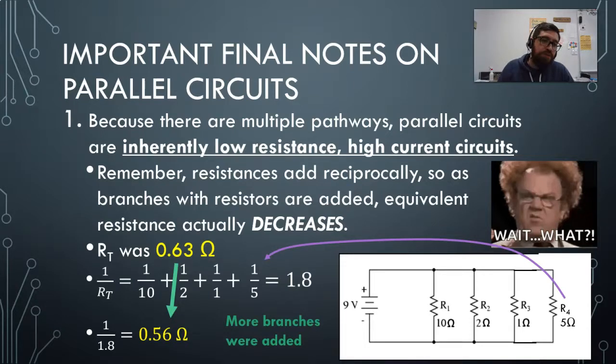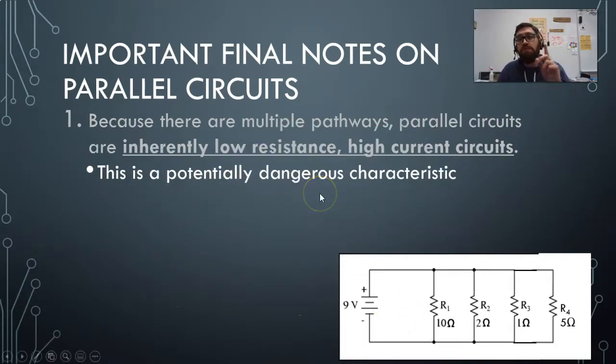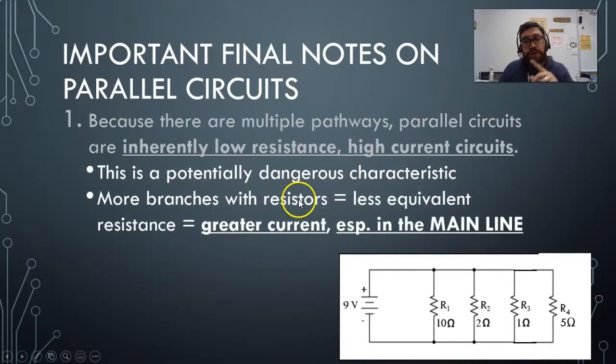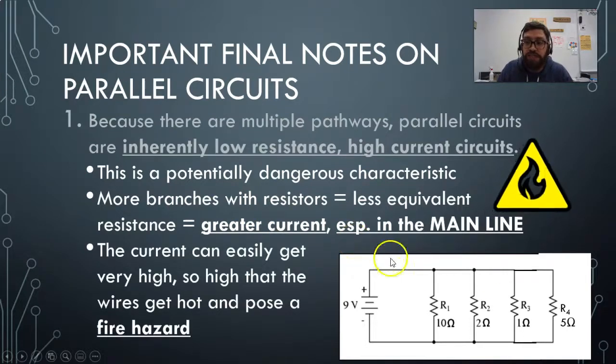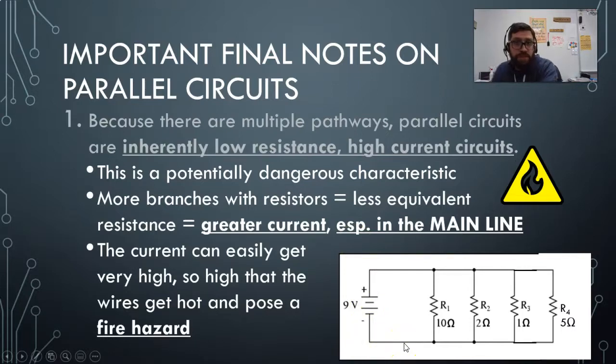Now, because resistance goes down, you need to know that this is potentially dangerous. The reason it's dangerous is because as we add more branches with resistors, as we turn more stuff on, we can go on and on and on. We just proved that equivalent resistance goes down. Well, as resistance goes down, we know that current goes up. So that means we end up with potentially very, very high current, especially in the main line, because this line has to have enough current to serve all those branches. So we get really high current in the main line. That current can easily get really high.